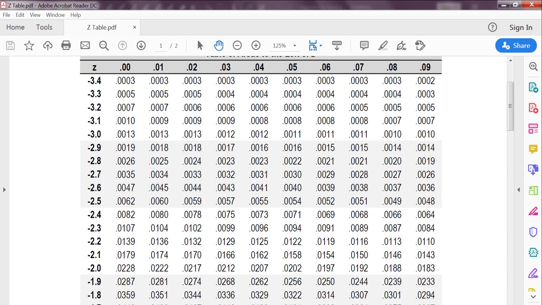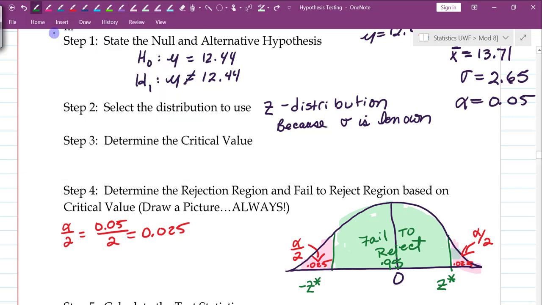So I'm going to come back in here, and I know that my critical value is going to be equal to negative 1.96 and positive 1.96. When it says determine my critical value, z star is going to be equal to positive and negative 1.96. Okay? And I like to use my picture to help me identify it by drawing everything out. And so step 3 and 4 are kind of done at the exact same time. Always draw a picture, okay? Now I know the rules of the game.